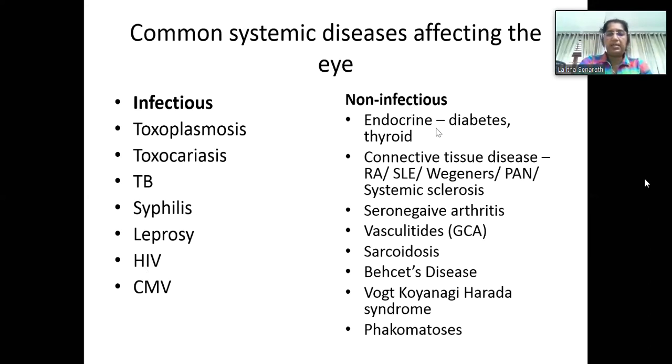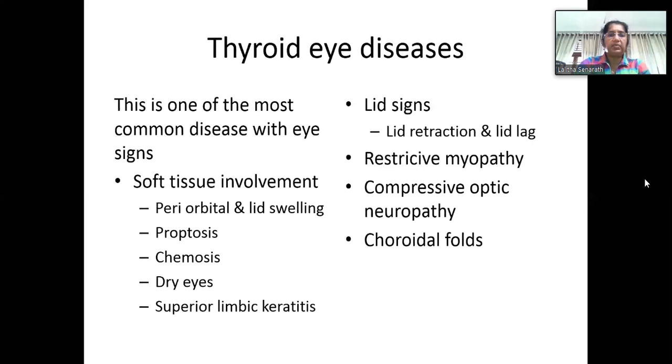The non-infectious diseases are endocrine, the commonest being diabetes, and thyroid disease. And other connective tissue disorders such as rheumatoid arthritis, SLE, Wegener's, polyarteritis nodosa, and systemic sclerosis. And seronegative arthritis, vasculitis, giant cell arteritis, sarcoidosis, Behçet's disease, VKH, Vogt-Koyanagi-Harada syndrome, and phakomatosis. I'll just touch on a few of them to get familiarized with the clinical symptoms.